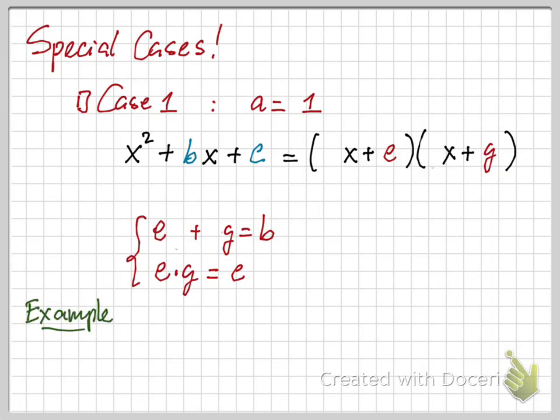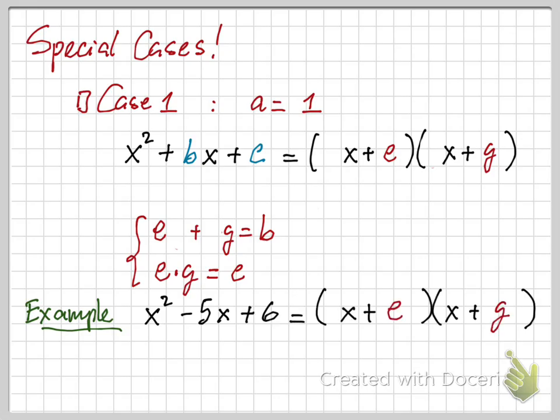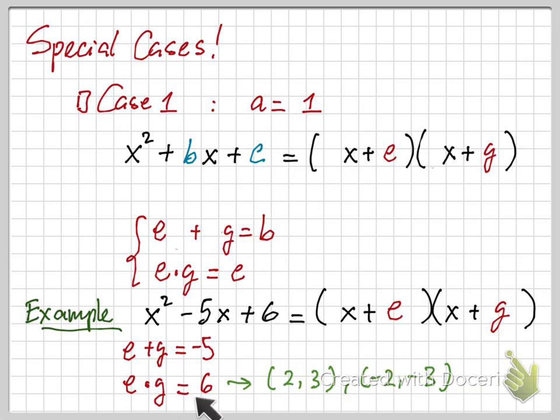Let's look at an example here. If you want to factor x squared minus 5x plus 6 into two binomial factors, x plus e and x plus g, then we're going to go through the two conditions. First, e plus g has to equal negative 5 as the b value, and e times g equals 6 as the c value. Let's go through the pairs that work for e times g first.